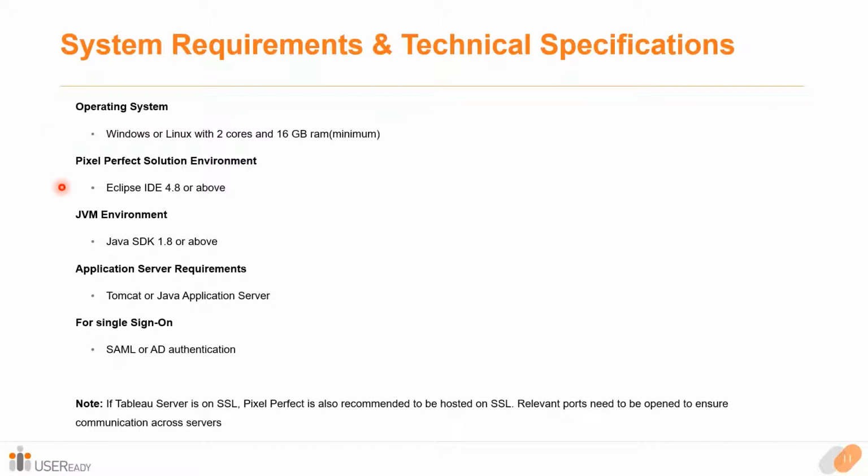Next, for the Pixel Perfect environment, we need an Eclipse IDE 4.8 or above. For the JVM, or the Java Virtual environment, we need Java SDK 1.8 or above. Talking about the application server, the demo was built on Tomcat, or we can use another Java application server as well. For single sign-on, we can use SAML or AD authentication.